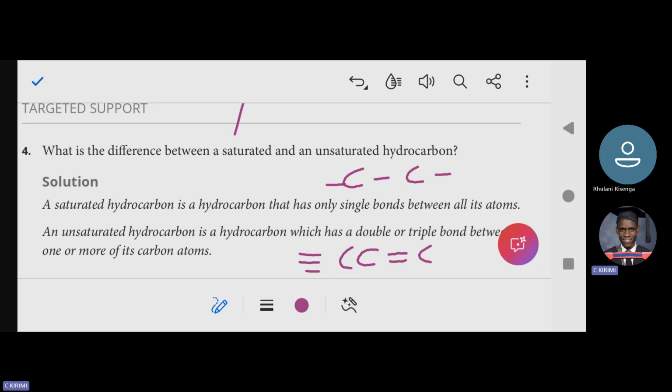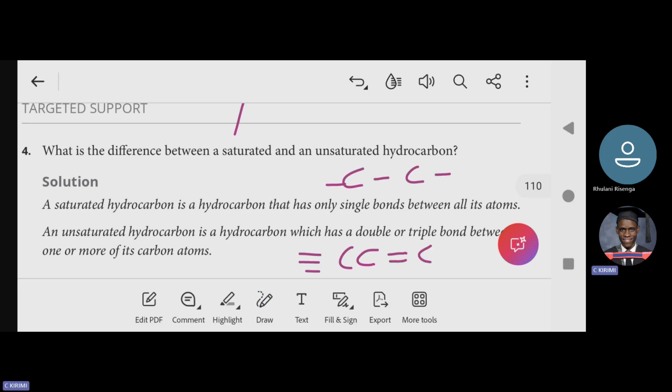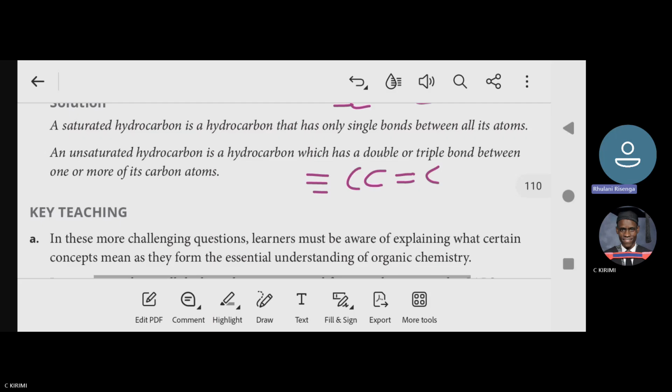Any question regarding saturated and unsaturated? Any question? No question. None. Right.